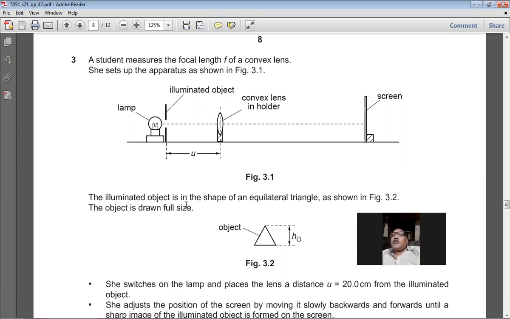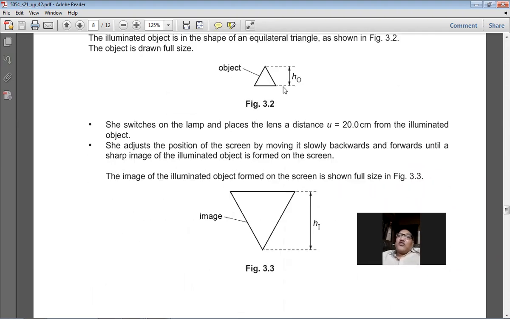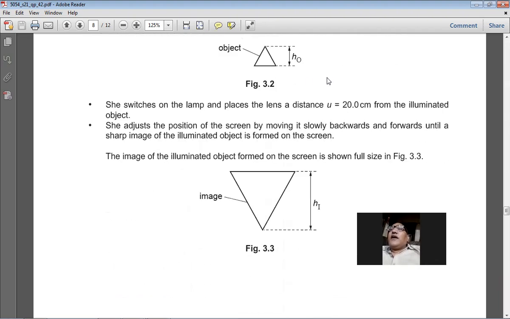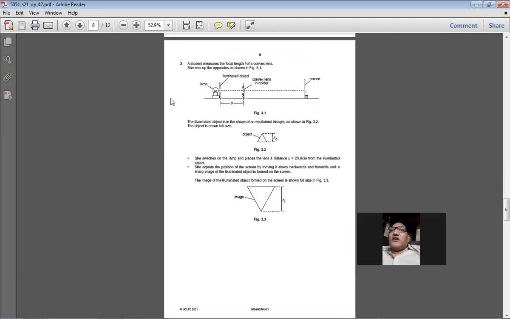The illuminated object is in the shape of an equilateral triangle shown in figure 3.2. The object is drawn full scale. So this is that object, and here we have a cut in the shape of a triangle. So the object is basically a triangle, and the height of the triangle is the height of the object, HO. She switches on the lamp and places the lens at distance U. The distance between this object and this lens is U, which is 20 centimeters from the illuminated object. She adjusts the position of the screen by moving it slowly backward. So here you can see the whole question.